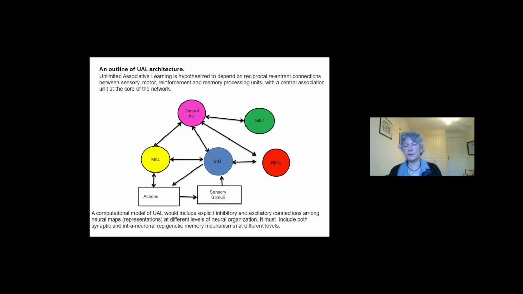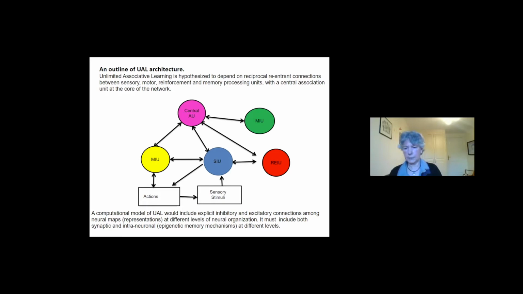This is not a computational model, as you obviously see, because a computational model would include explicit inhibitory and excitatory connections among neural maps at different levels. It would have to show hierarchy, and it would include both synaptic and intraneuronal epigenetic memory mechanisms at different levels of the neural hierarchy. So this is just a very general description, but it points to the general architecture that has to be in place. What is important is that we have several different integrating units here: the sensory, the motor, the reinforcement, the memory, and the central associative integrating area.